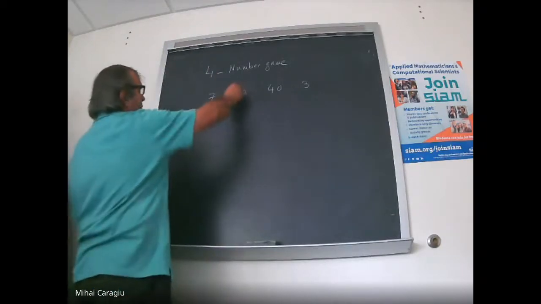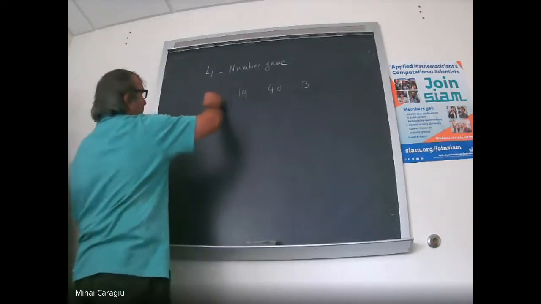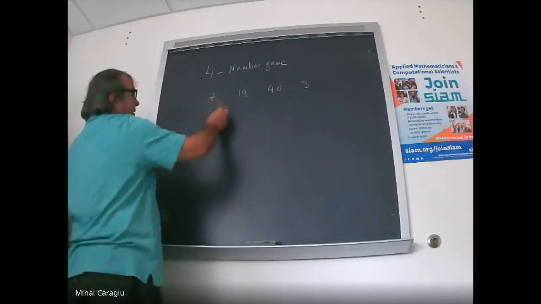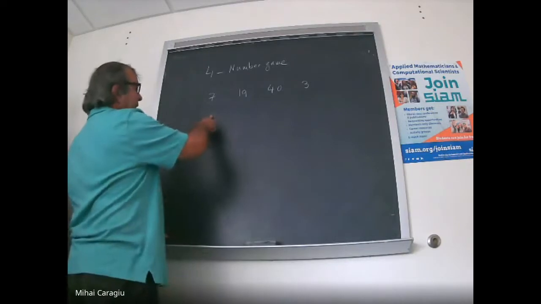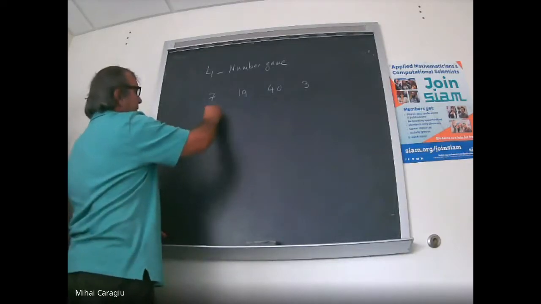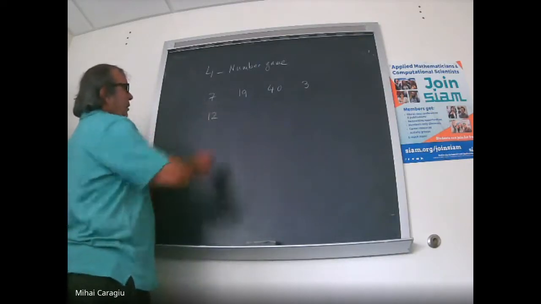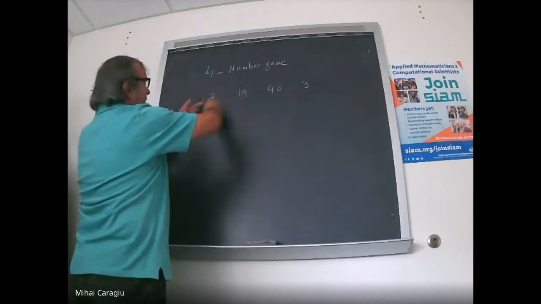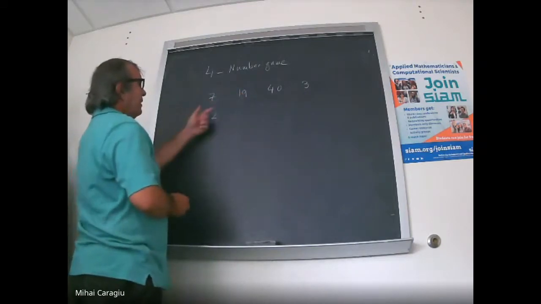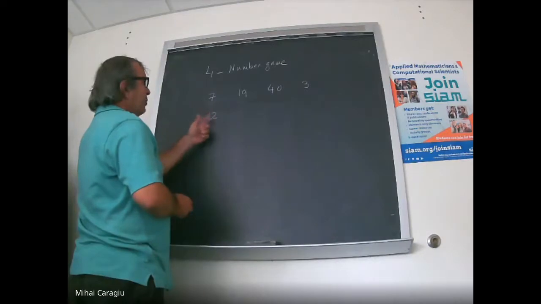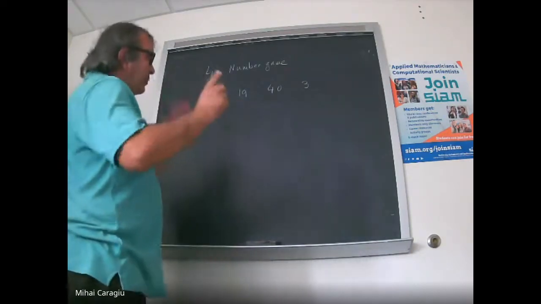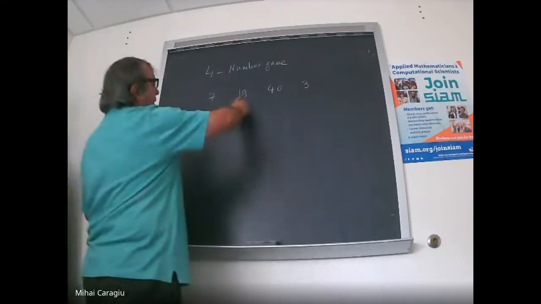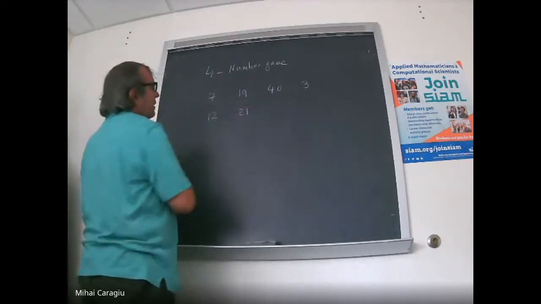rule. Take the first two numbers and take the absolute value of the difference between those two numbers and put the result in the first position. So this would be 12. Out of 7 and 19, 19 minus 7 is 12. And we'll put a number here. We need only the absolute value of the difference. So here we can get 21.